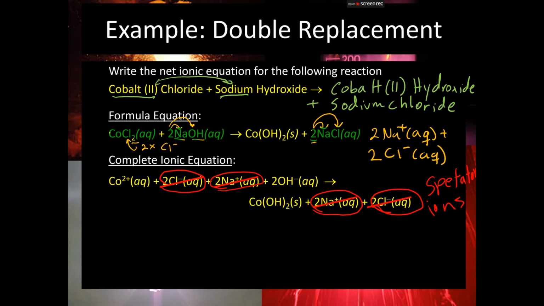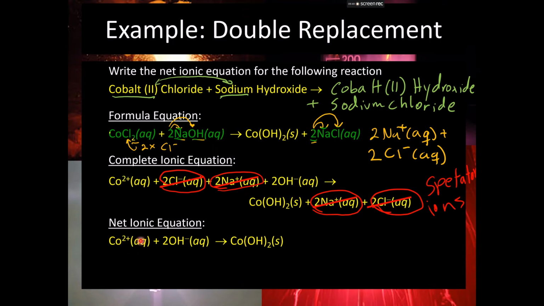Whereas the cobalt and the hydroxide, the Co2+ and the OH-, are not the same on the product side. They're Co(OH)2 solid. So those are going to stay in our net ionic equation, giving us Co2+ aqueous plus 2OH- aqueous yields Co(OH)2 solid, and that's going to be our product. So that is going to be our net ionic equation once we completely cancel out our spectator ions. And that's our final answer now.